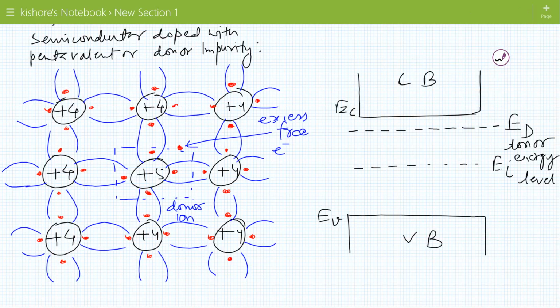Donor energy level, and this gap is very small. This gap is 0.05 electron volts for silicon, and it is 0.01 electron volts for germanium.